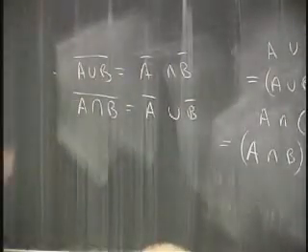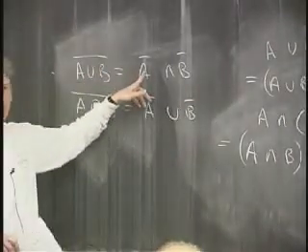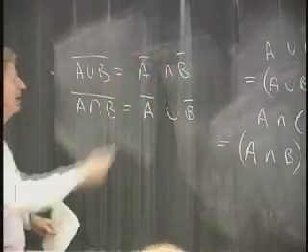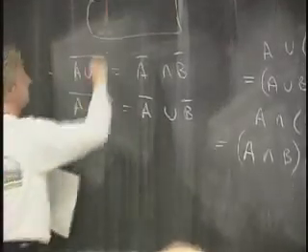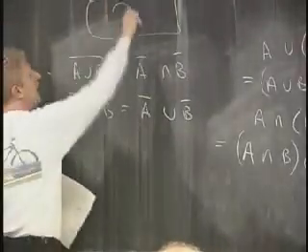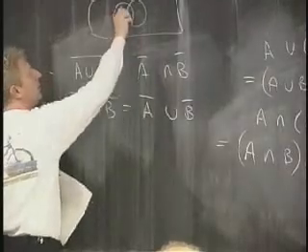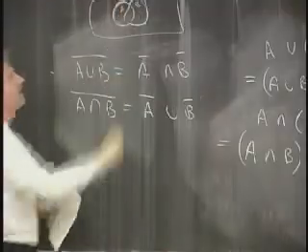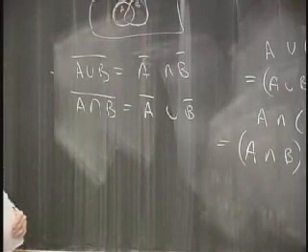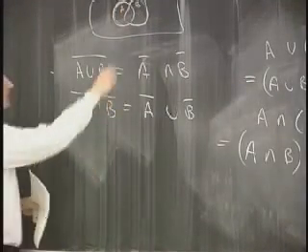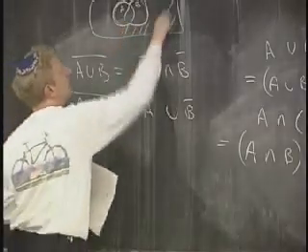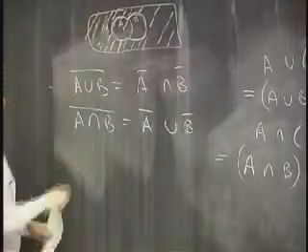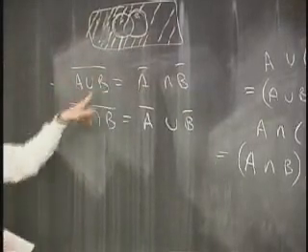Here's De Morgan's laws, that the complement of A union B is the complement of A intersect the complement of B. Let me make sure everybody knows what this means by a picture. Here's A, here's B. A union B is this. Okay? What's the complement of A union B? It's all this stuff. All right? That's the complement of A union B.